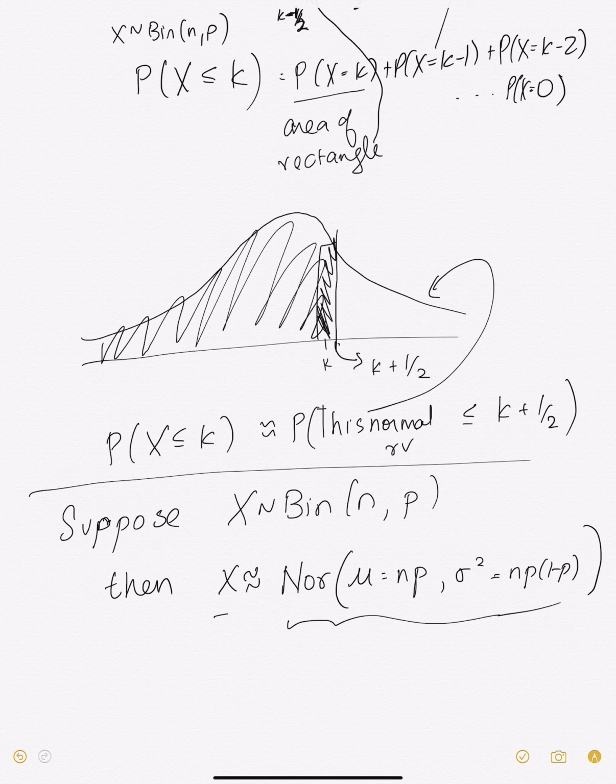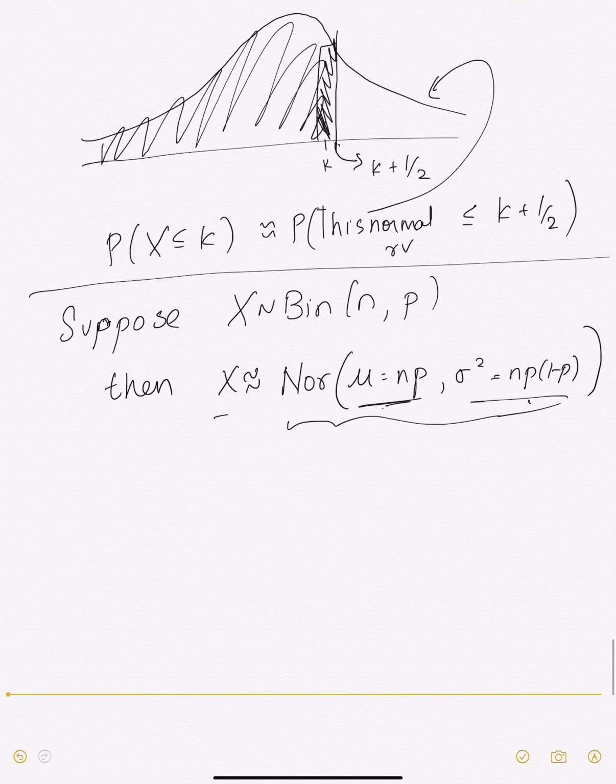So suppose x is binomial n, p, then it's approximately normal with mean equals np and variance equals np times 1 minus p. And these are not a surprise because that's exactly the mean of a binomial random variable, and that's exactly the variance of that binomial random variable. Okay? So let's take a look at an example to completely understand what's going on over here. All right?